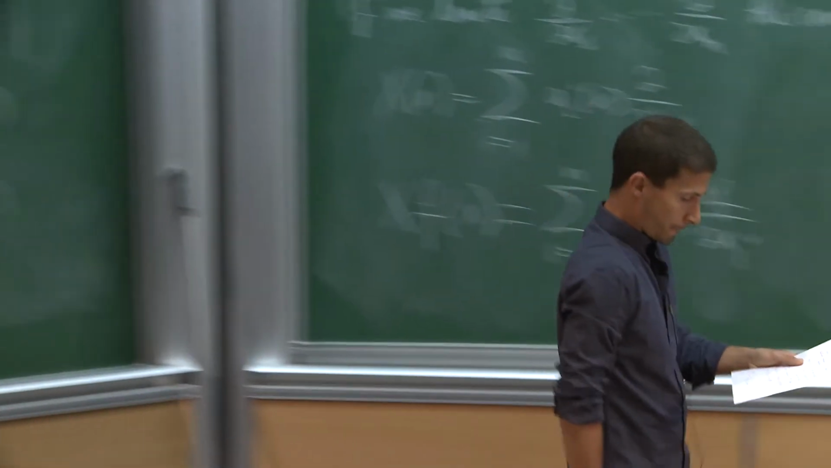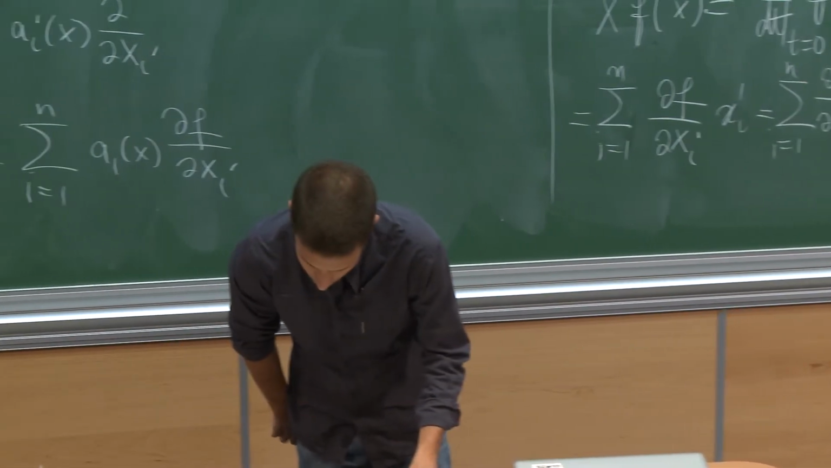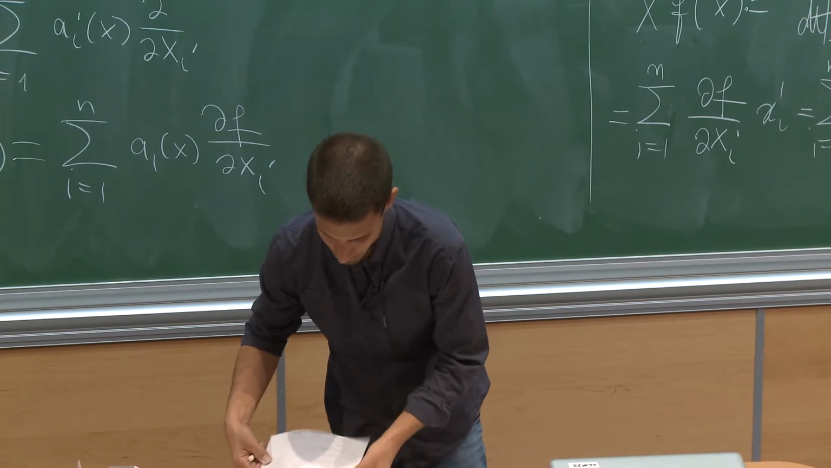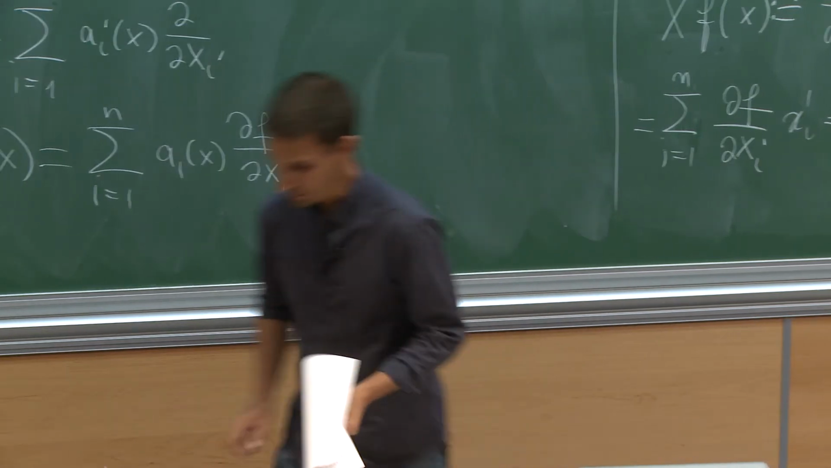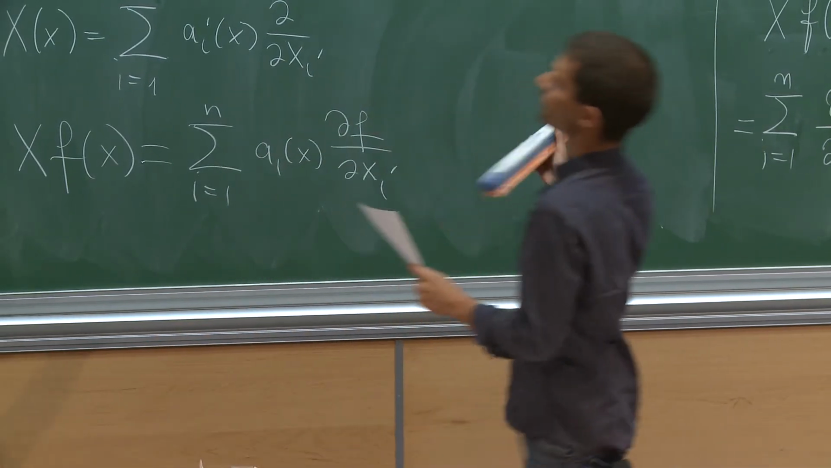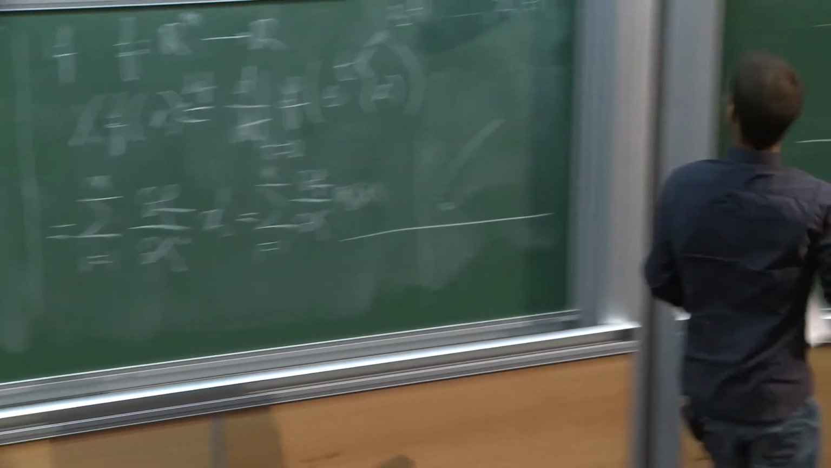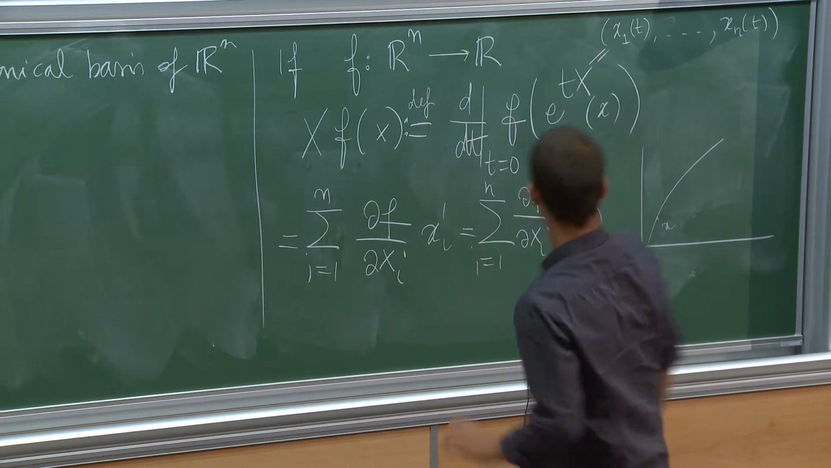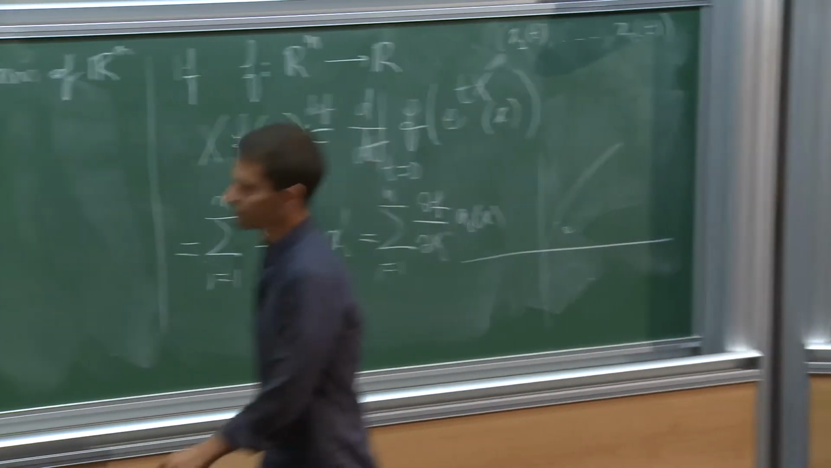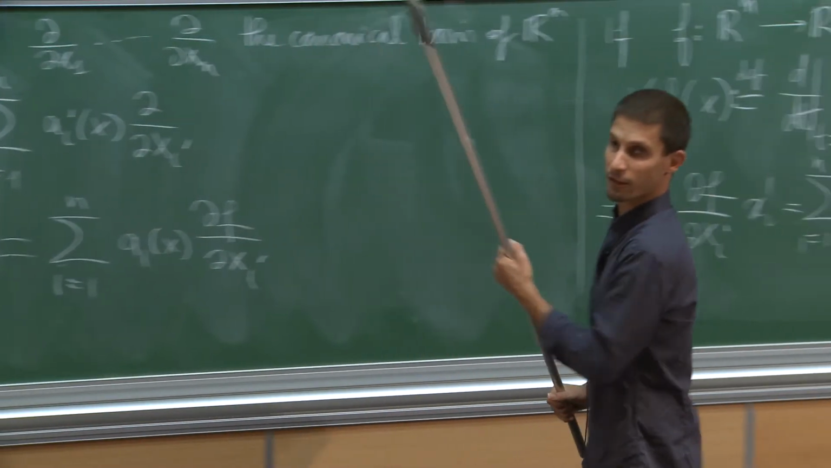Okay. And now we are more or less ready to understand more formally what is this Lie bracket between two vector fields. I hope this was not too heavy, but maybe I will do this over there. If you have questions, do not hesitate.